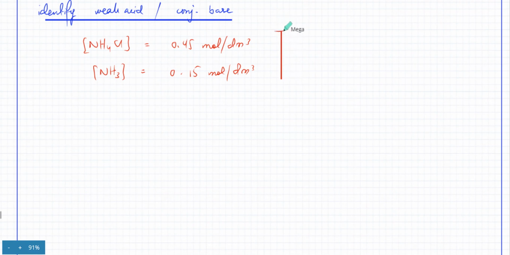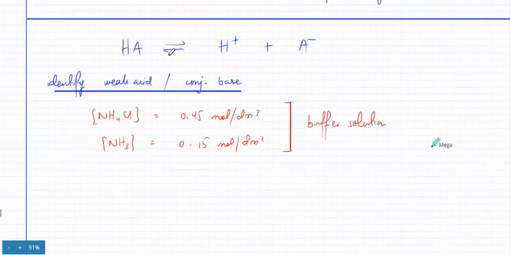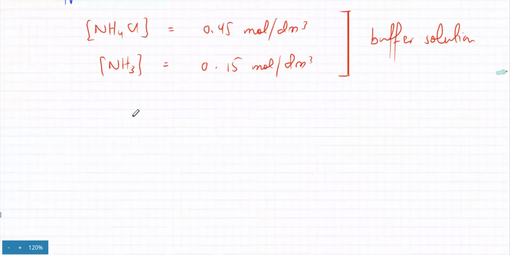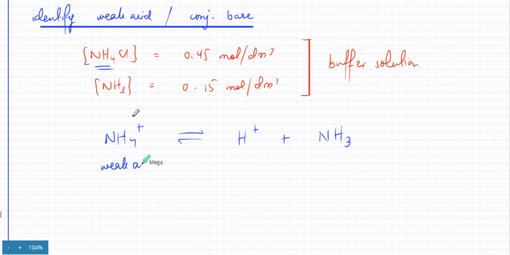Now the issue is which one is going to be acting as the acid, and which one as the conjugate base. Always remember, you have to write the equation in this form, and the thing that has more H plus one ions is the one acting as the acid. Over here you have NH4 plus 1, which is definitely the acid because it loses H plus 1 ions to form NH3. So NH4 plus 1 is the weak acid, and NH3 is the conjugate base.